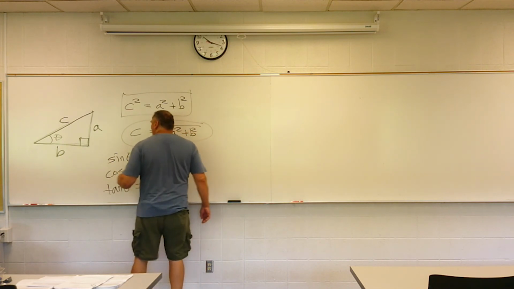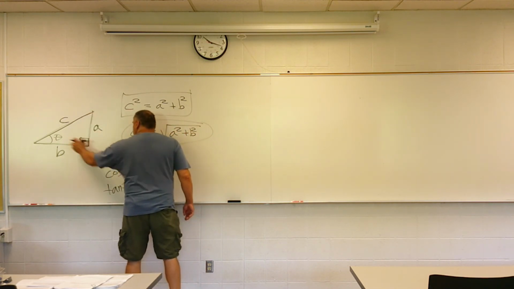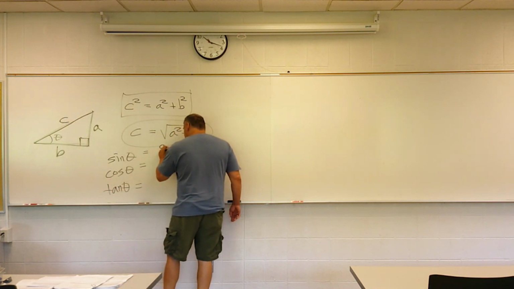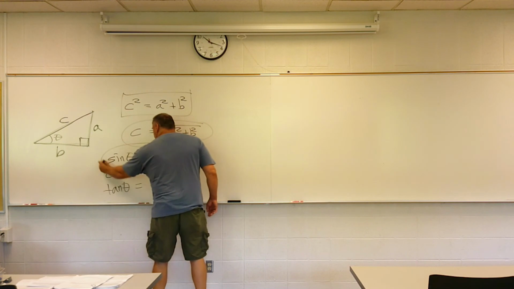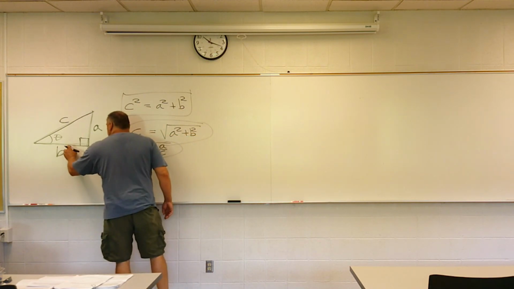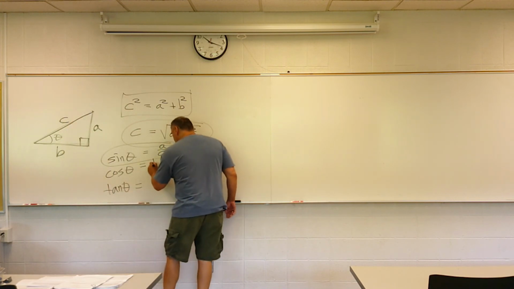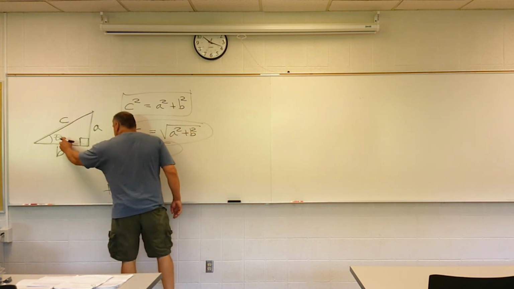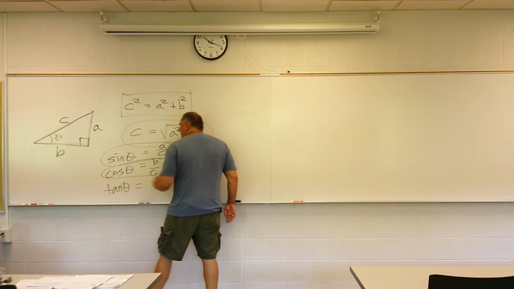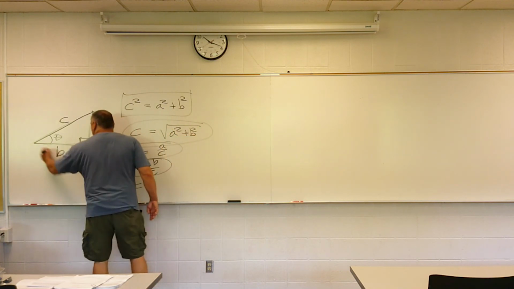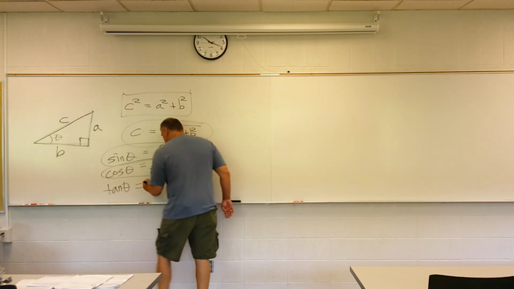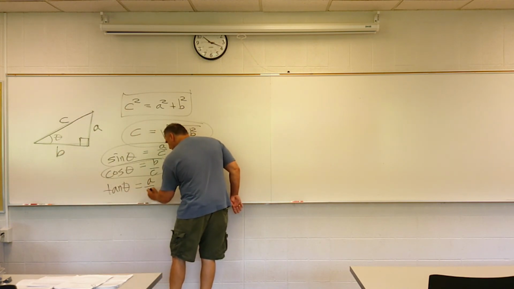The ratio of the leg opposite the angle compared to the hypotenuse, A over C, is defined as the sine of theta. The ratio of the adjacent over the hypotenuse, the side adjacent to the angle over the hypotenuse, is called the cosine of theta. And the rise divided by the run, the opposite divided by adjacent, is called the tangent.